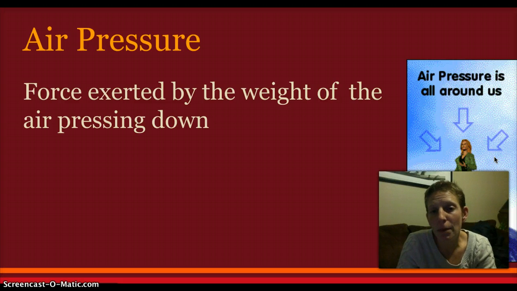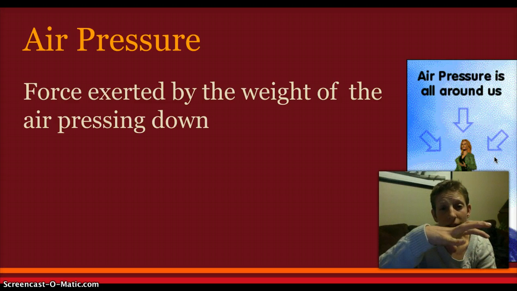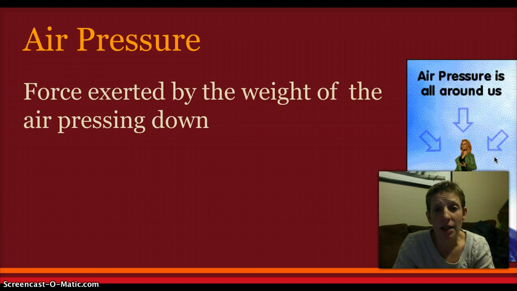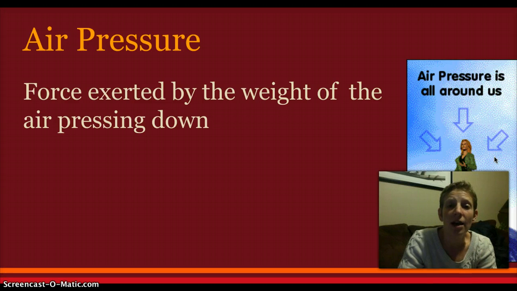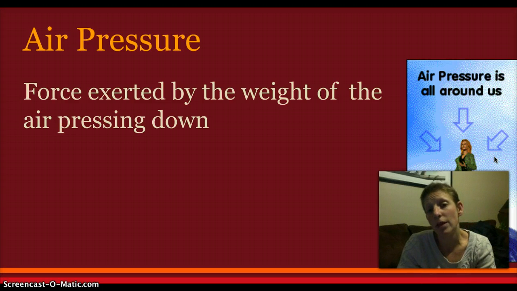Next, I'd like you to remember a little bit about air pressure. We talked about air pressure, the force that's created by the weight of the air pressing down. The air pressure is always weighing down on us, but luckily we have enough force to push back against it, and that's what allows us movement.